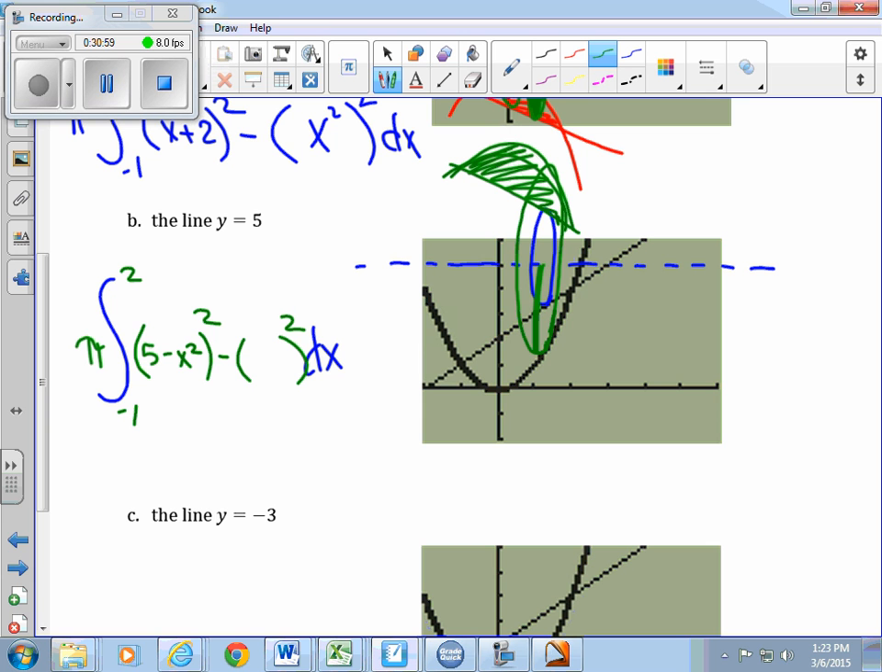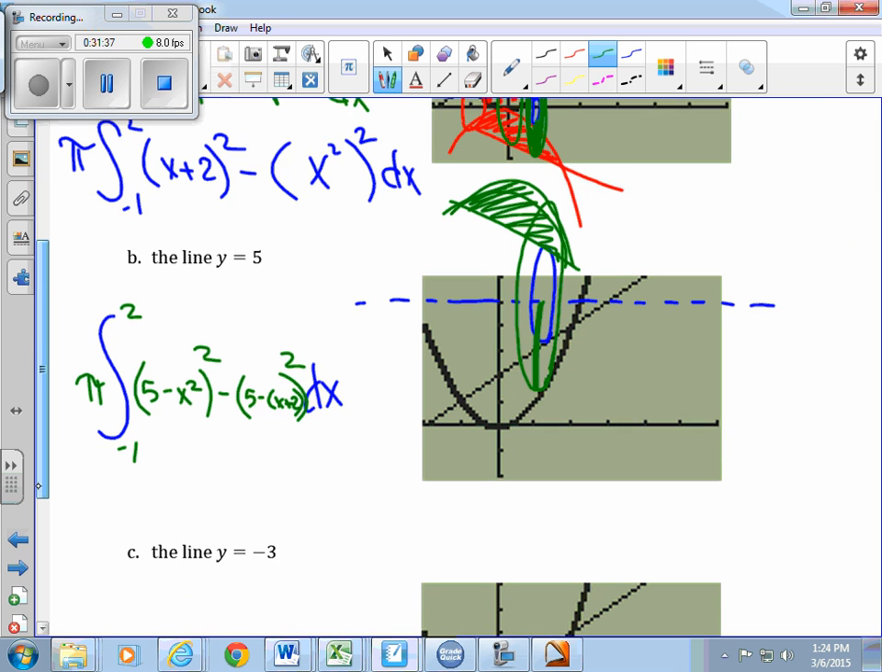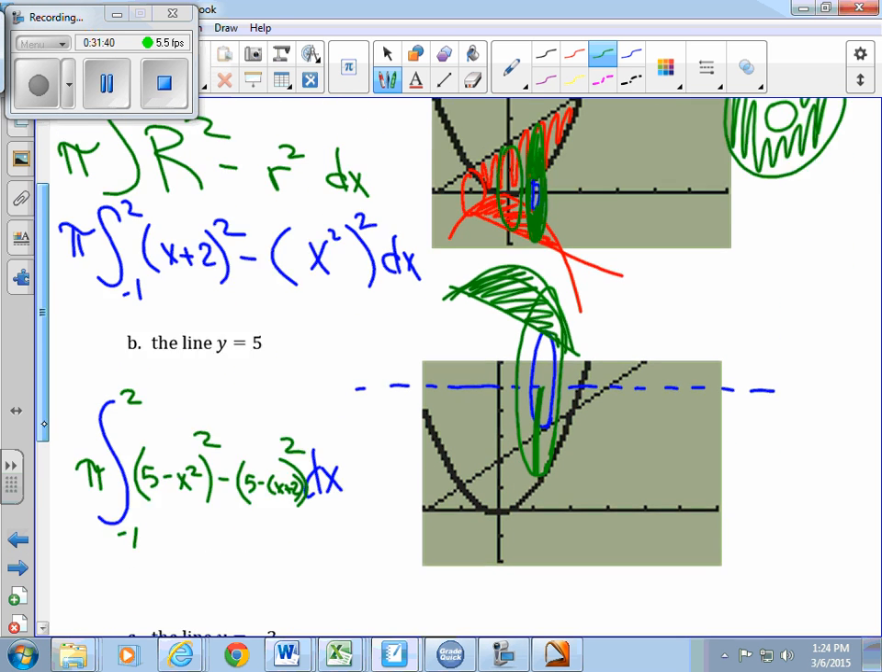The blue circle will be 5 minus parentheses x plus 2 squared. So you will have to subtract top minus bottom to get some distances. Remember, not to get areas, but to get distances. I'm going to skip this one for now. We will come back and do it tomorrow, just so you can see a dy one really quick.